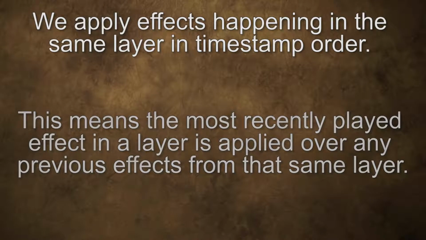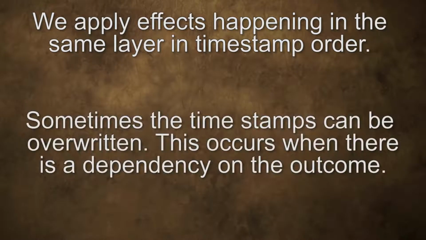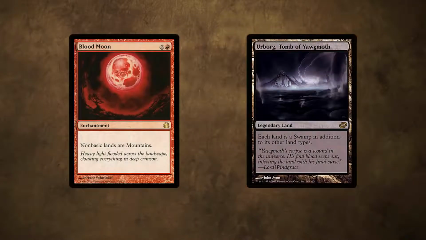For example, if both a Levitation and a Gravity Sphere are under your control at the same time, whether or not your creatures can fly will depend solely on which of the two came into play last. However, sometimes the timestamps can be overwritten. This occurs when there is a dependency on the outcome of the effect. The age-old example is Blood Moon and Urborg, Tomb of Yawgmoth.